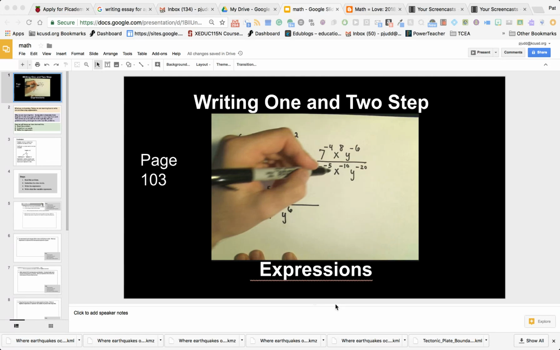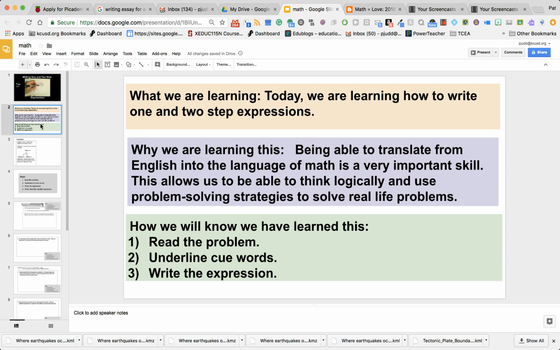Okay, you should have your math journals by now and opening up to page 103. So let's take a look at what you're learning, why we're learning it, and how you're going to know that you've learned it. Well, again, today you're going to be learning how to write 1 and 2-step expressions. Why are we learning this? Because being able to translate from English into the language of math is a very important skill. This allows us to be able to think logically and use problem-solving strategies to solve real-life problems.